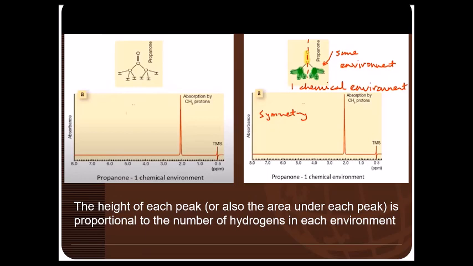So the machine will identify them as one peak, but the peak will be a little bit higher instead of a small peak, because even though they're identified as the same chemical environment, there are a lot of hydrogens in there, right? That's why the height is a little bit taller. Make sense? Okay. But anyways, they're the same chemical environment.